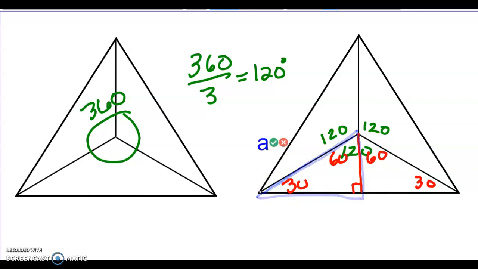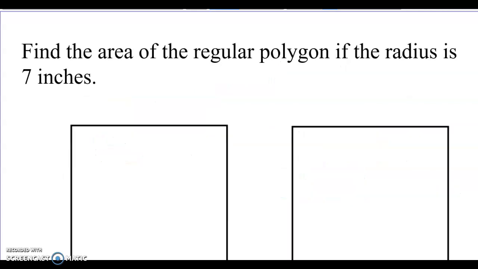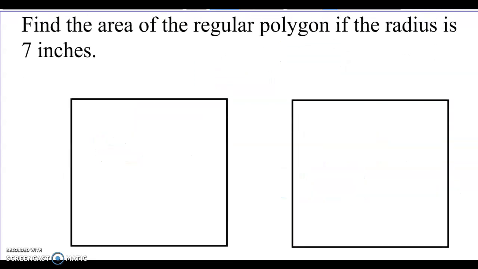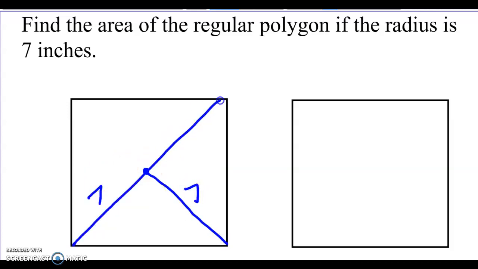All right, so let's get to finding area here. On this one, we've got a square. We know the radius is 7. So if that's 7, then this would be 7, this would be 7, and this would be 7.